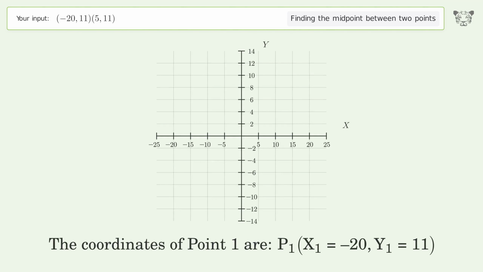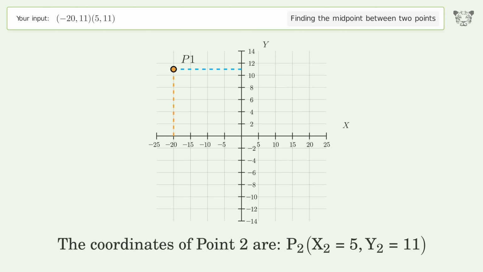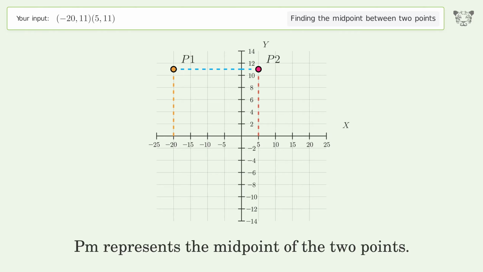The coordinates of point 1 are, x1 equals -20, y1 equals 11. The coordinates of point 2 are, x2 equals 5, y2 equals 11. PM represents the midpoint of the 2 points.